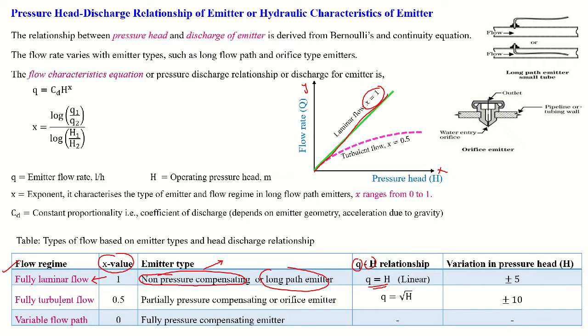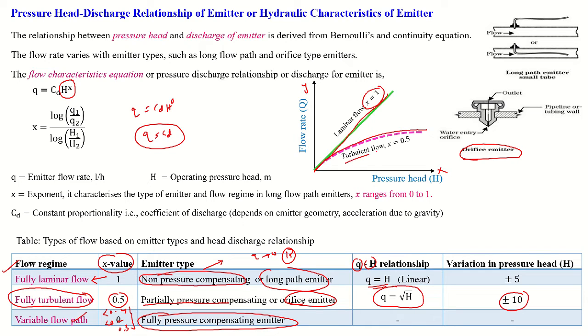And similarly, when the value of x, the exponent in this formula, is 0.5, we can say that the flow in this emitter is fully turbulent, and turbulent flow will occur in orifice emitters. So the orifice emitter is shown in this. In this type, the emitter may be partially pressure compensating, meaning a small amount of discharge will vary with respect to the pressure head. So the relation between discharge and head is Q equals root of H. And in this condition, the pressure head variation may be plus or minus 10 meters.